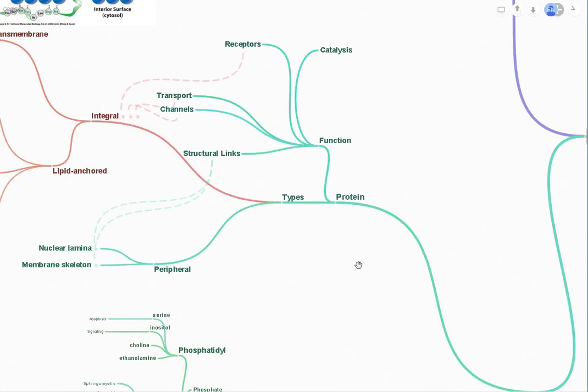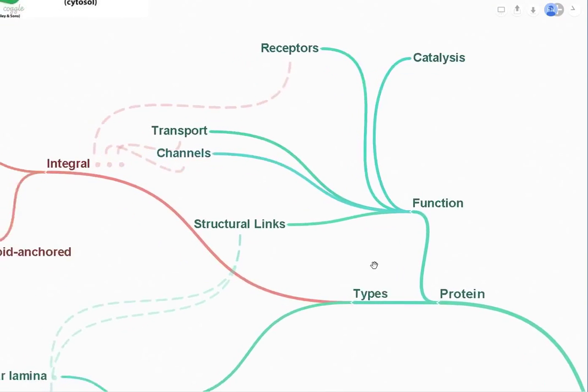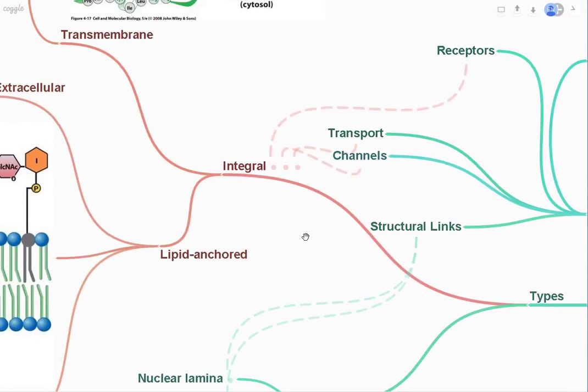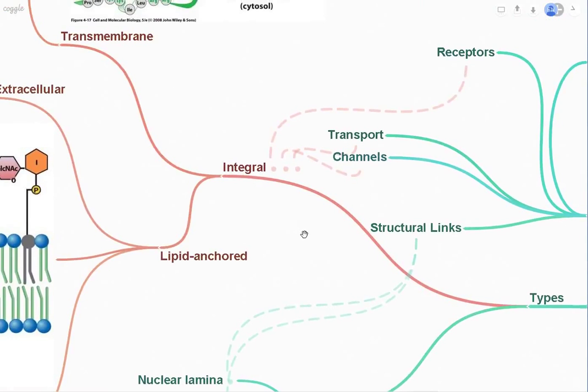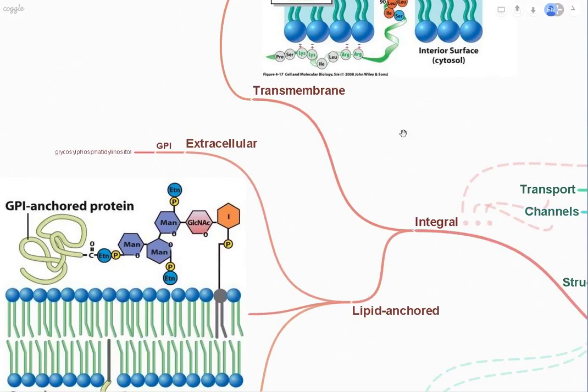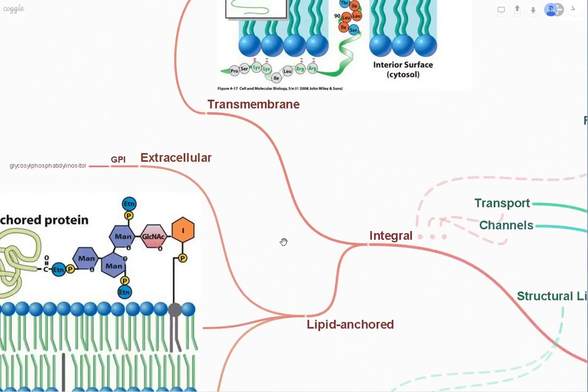You have protein, which is the functional aspect of the plasma membrane. And the functions are catalysis, which is to speed up certain reactions. You have receptors, transport, and channels, which are associated with integral proteins. So let's talk about integral proteins first. Transmembrane are the ones that go from exterior to interior. That's really all you need to know.